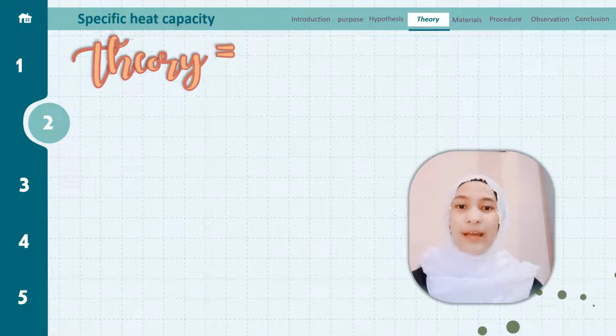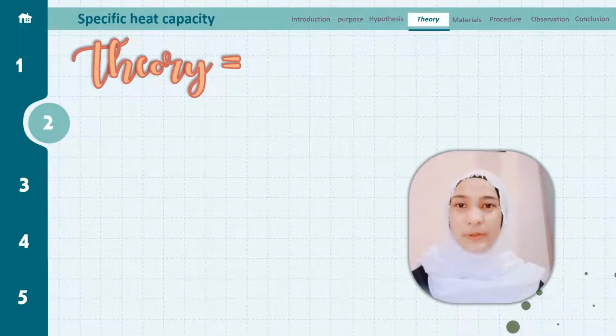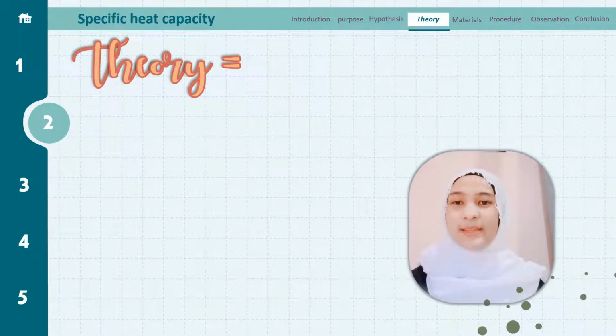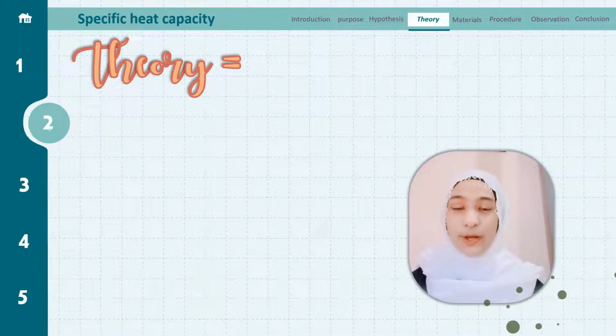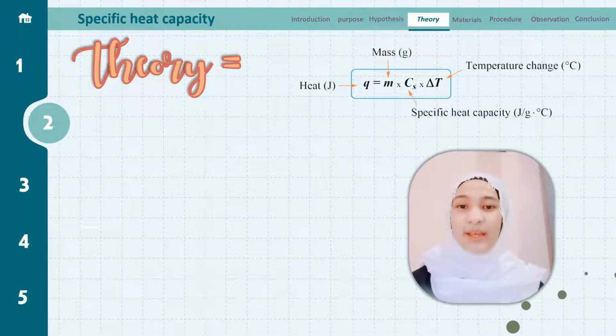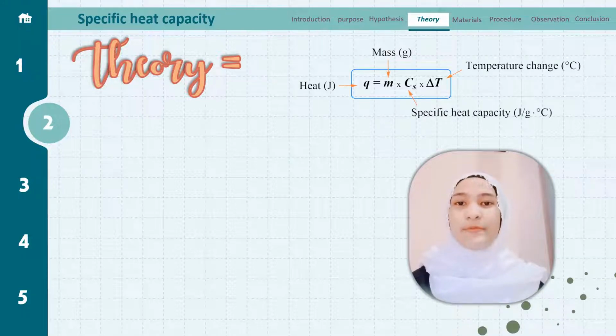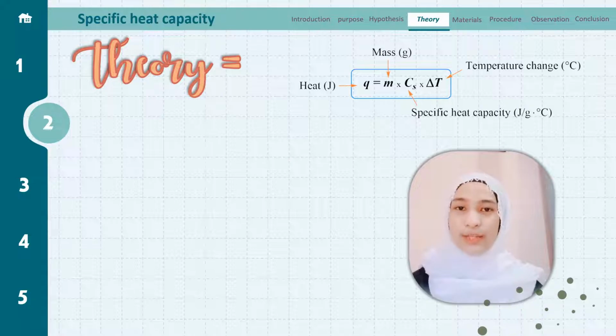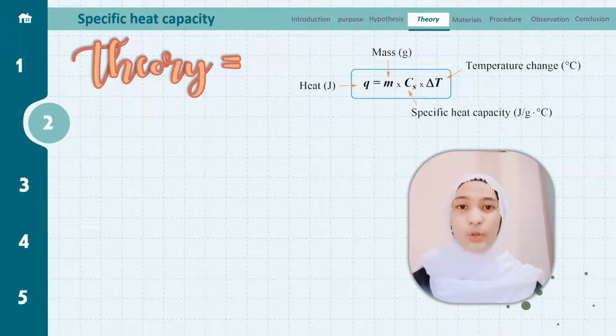So now I will be explaining the theory. Specific heat capacity is the amount of heat energy required to raise the temperature of a substance per unit of mass. In SI units, specific heat capacity c is the amount of heat in joules required to raise 1 gram of a substance by 1 degree Celsius. It may also be expressed as joule per gram degree Celsius.